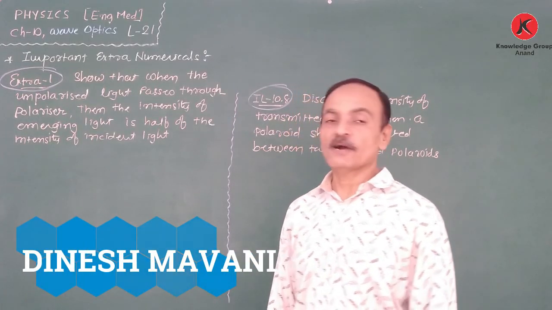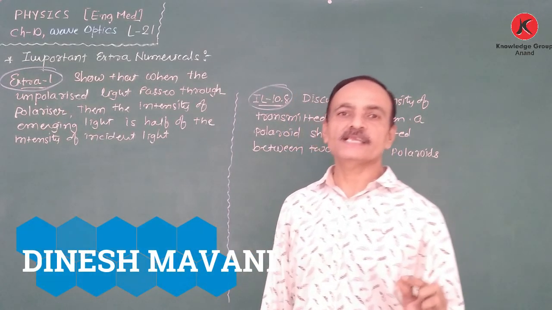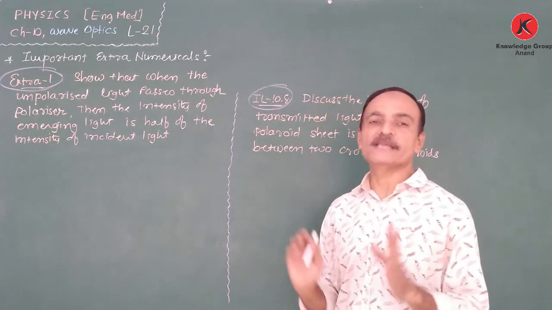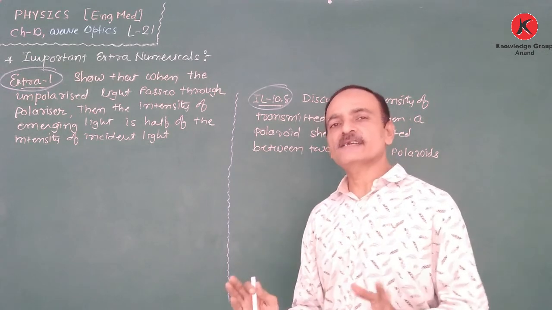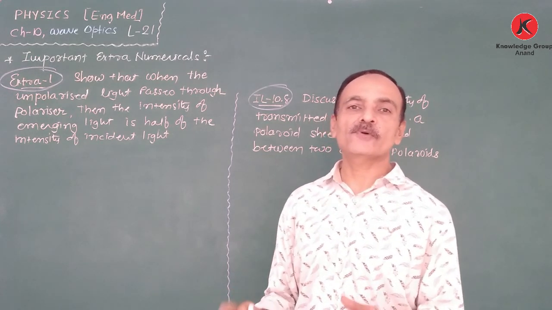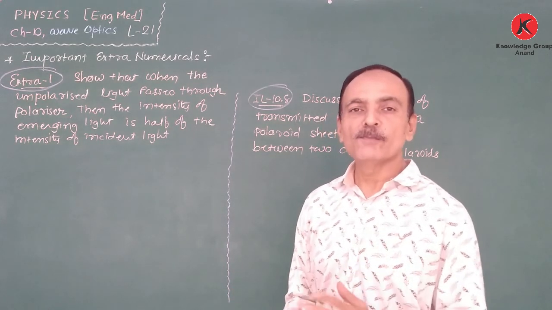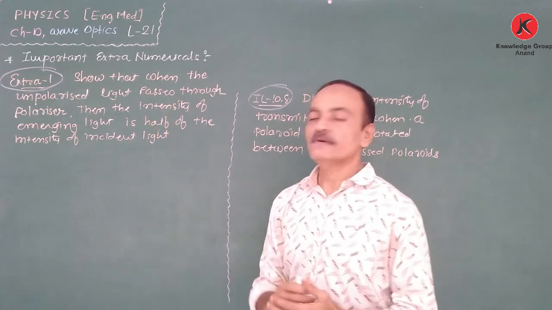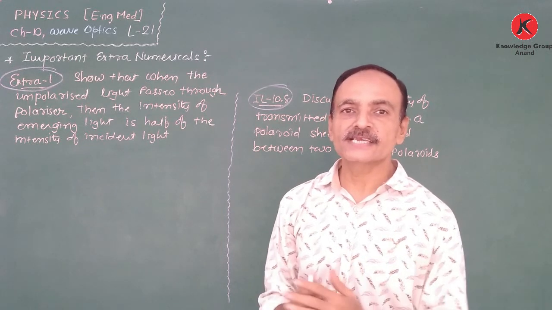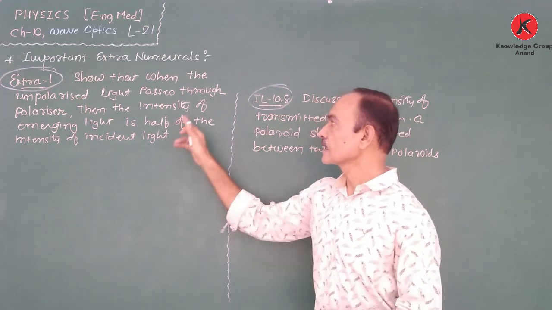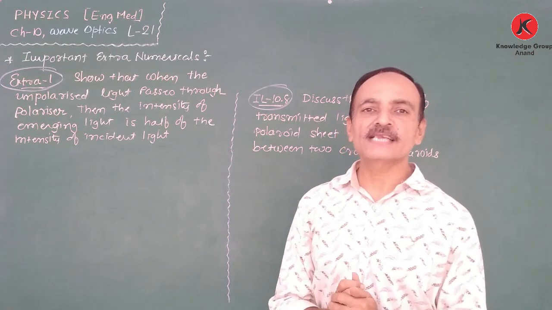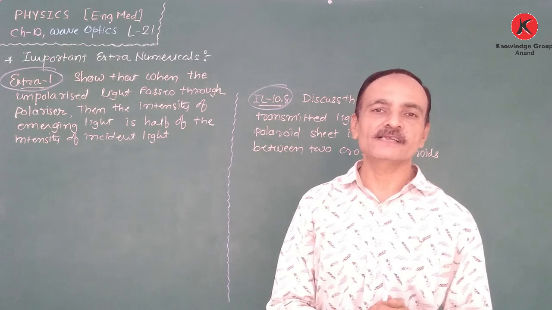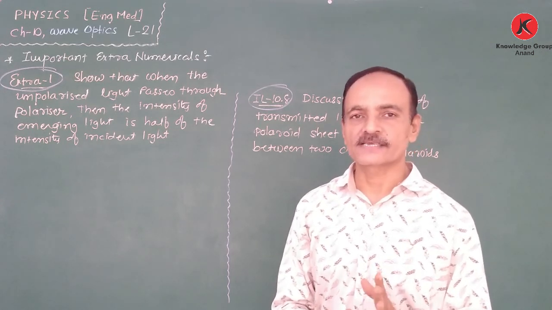Friends, last time we discussed the numericals of the exercise and illustrations, up to illustration 10.8, which is remaining. Before starting our discussion about illustration 10.8, there is one more important application that we are going to prove: when unpolarized light is incident on a polarizer, the intensity of the emerging light from the polarizer is half of the intensity of the incident light.